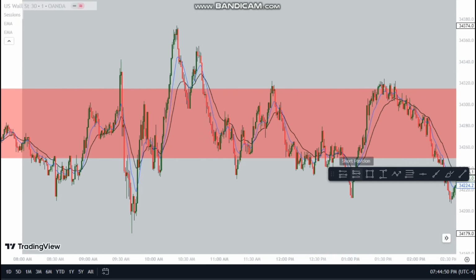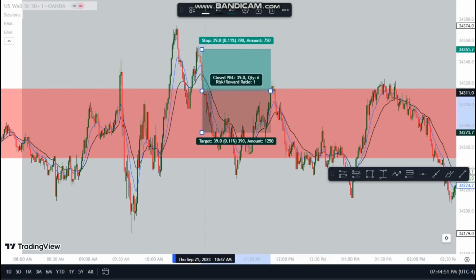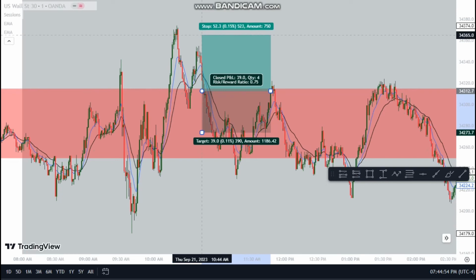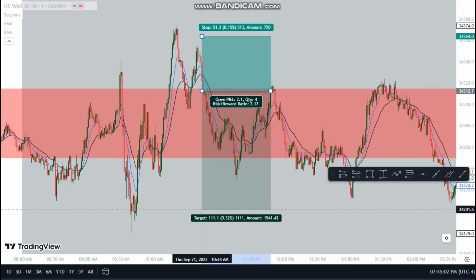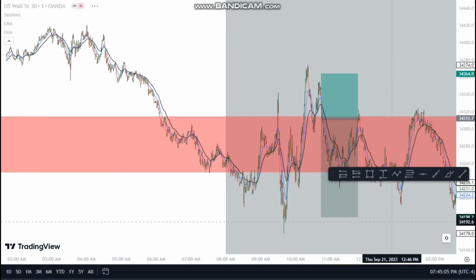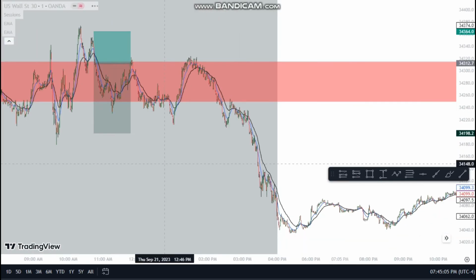Then once it crosses over, you can now sell. Put your stop loss 50 points from this area. 50 points. Then it targets 100. Just forget about the ranges and everything that happened there.